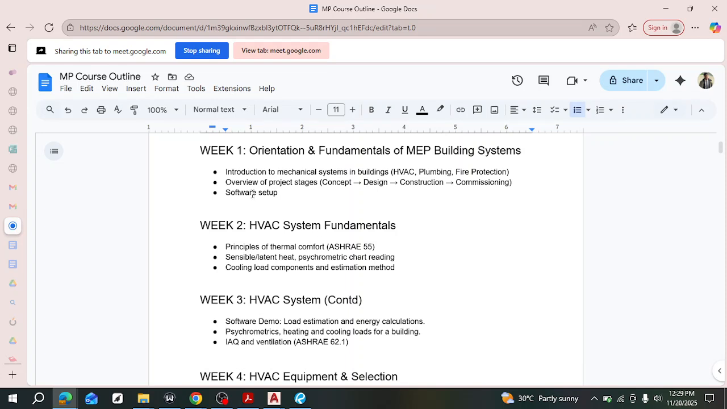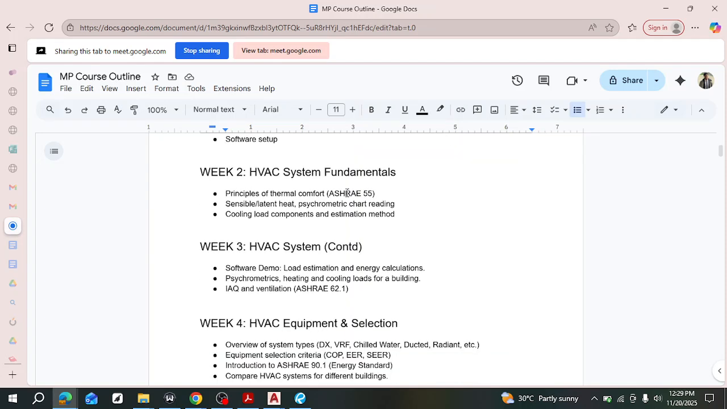This is week one. We're going to talk about mechanical systems in buildings: HVAC, plumbing, and fire protection. Then we're going to talk about an overview of project stages, which I believe you already have an idea of, but we'll still dwell on it a little. And then software setup, to confirm that you have the necessary software you need. Then in week two, we go into HVAC and talk about thermal comfort.